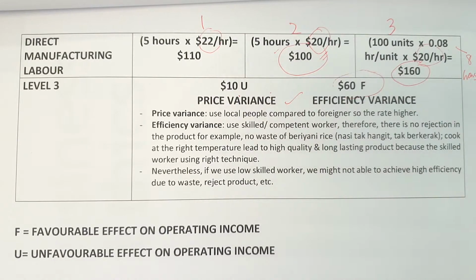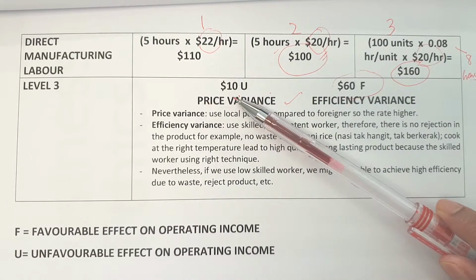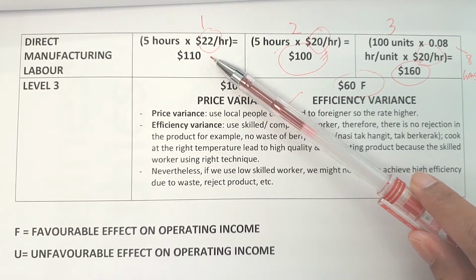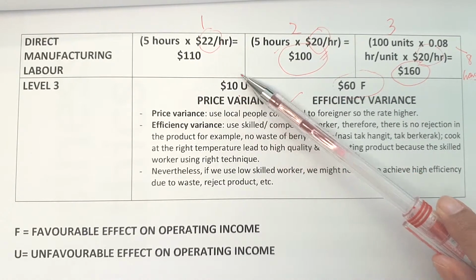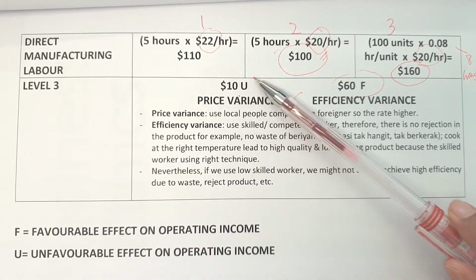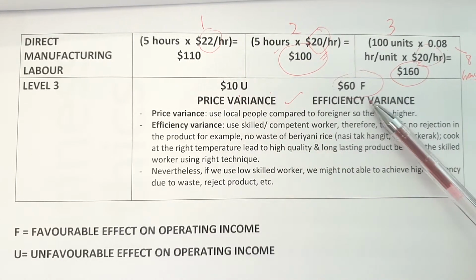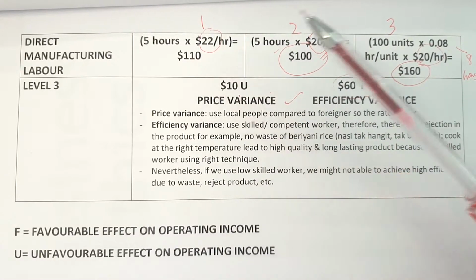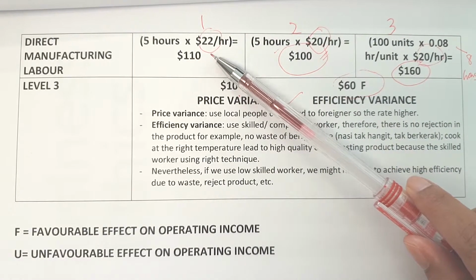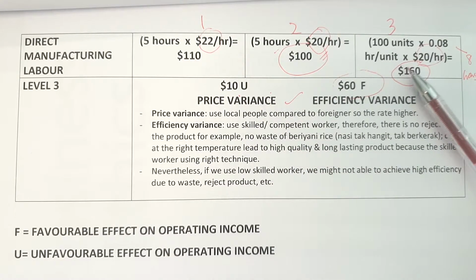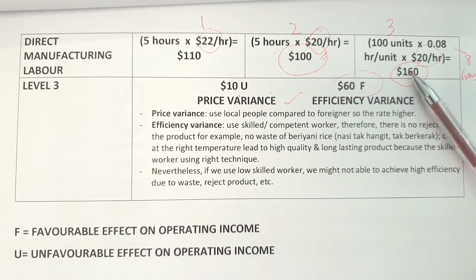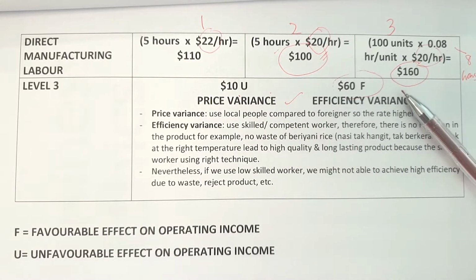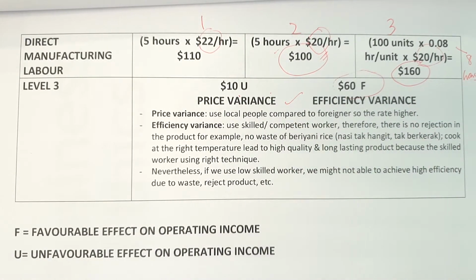So it's very common that the price variance for direct manufacturing labor might be higher, which leads to unfavorable. But the efficiency can be favorable, in the sense that if the worker is good, yes, we pay a little bit higher, but in terms of efficiency, they can save a lot. So there must be some kind of benefit and cost in this situation.